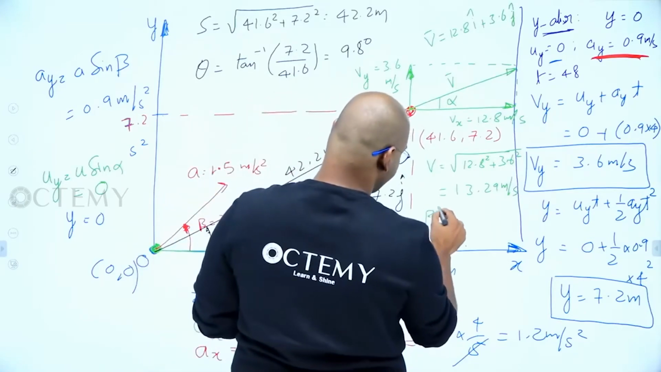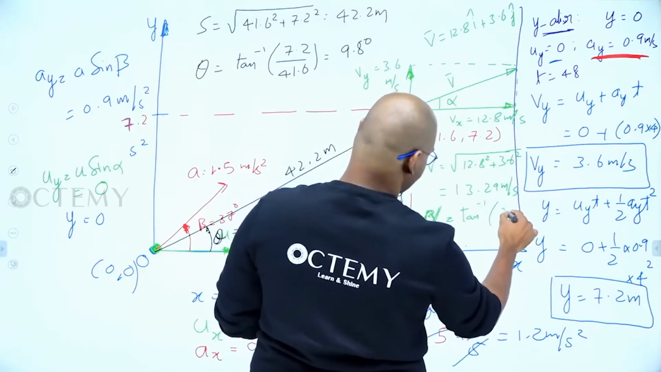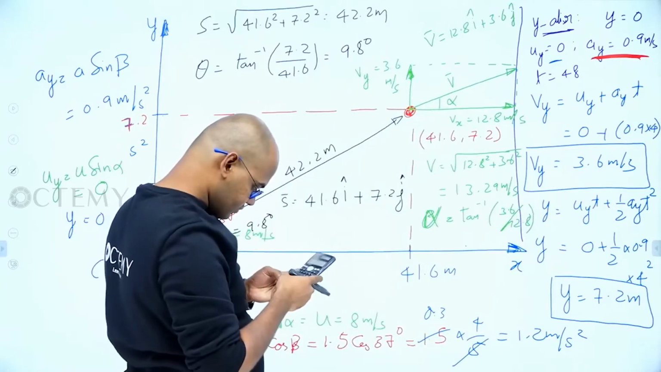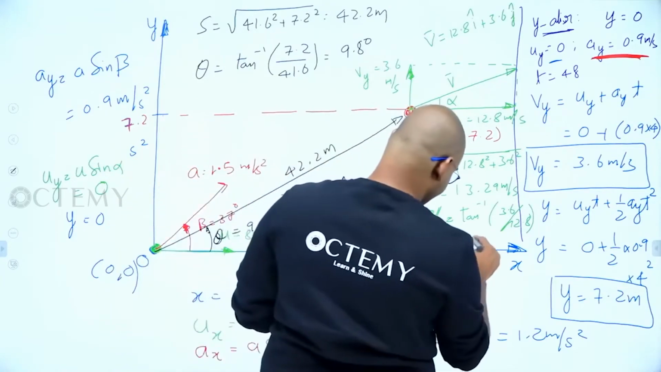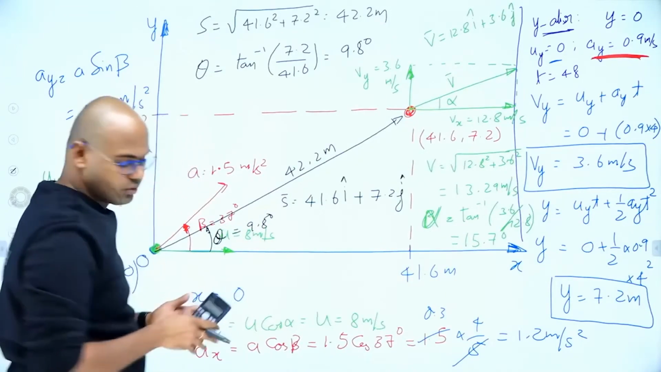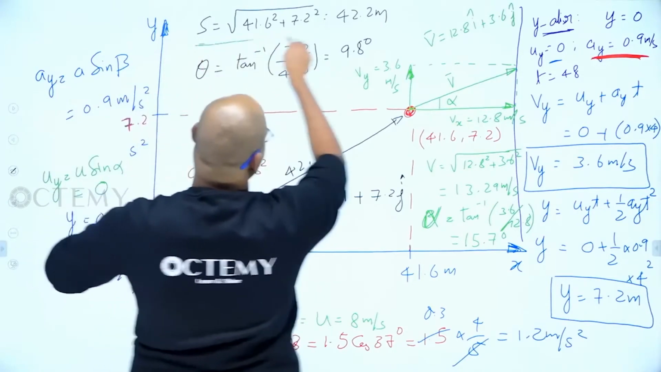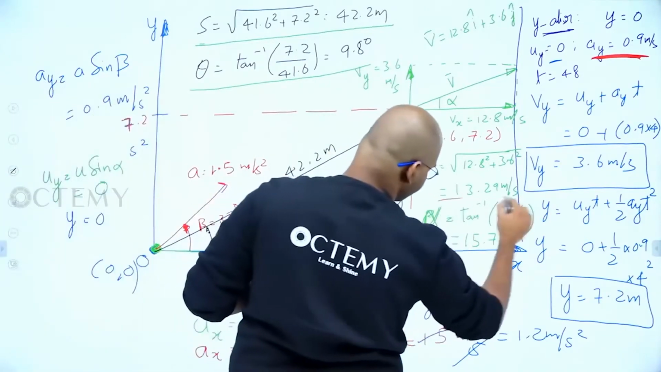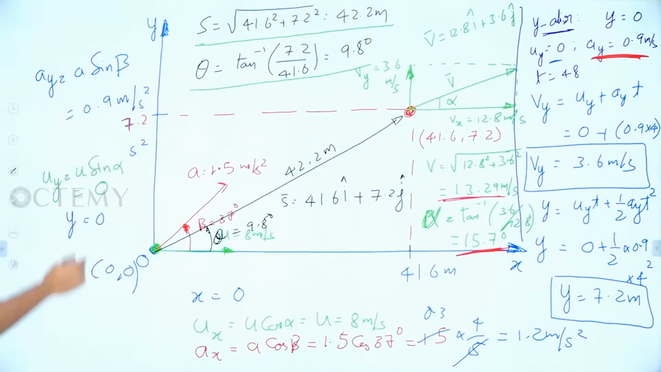Making an angle of alpha. What is alpha? Tan inverse of Vy by Vx, 3.6 by 12.8. So it's around 15.7 degrees. So we got the final position and also the final velocity. The final position is 42.2 at an angle of 9.8 degrees. And this is the final velocity, 13.2, making an angle of 15.7 degrees. So whatever he asked, we got them.